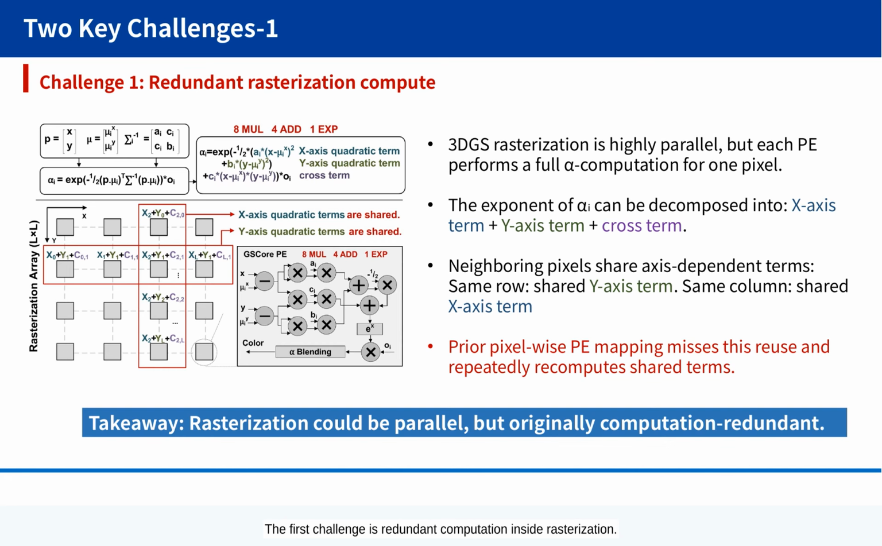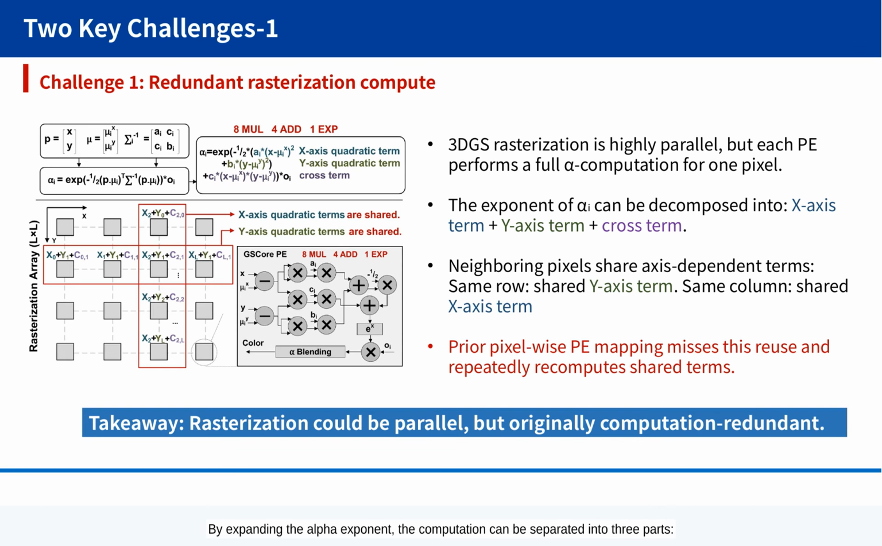The first challenge is redundant computation inside rasterization. A conventional accelerator maps one pixel to one PE. This mapping is highly parallel because all pixels in a tile can be processed at the same time. However, the mapping is not compute efficient. Each PE independently evaluates the full alpha expression for its own pixel, even though neighboring pixels share many intermediate terms.